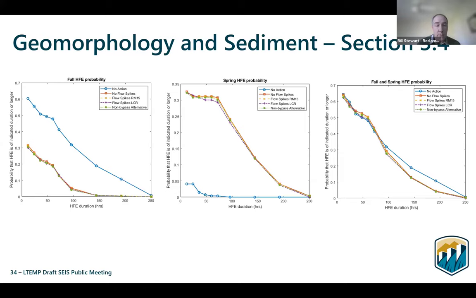However, in the middle figure, which is the spring HFE probability, you see an increase under the action alternatives compared to the no action. When you put it all together, the probability of an HFE occurring in any given year is roughly the same. The difference here is that for longer duration HFEs, the probability for the action alternatives under this proposed protocol adjustment would be less compared to no action. Next slide.